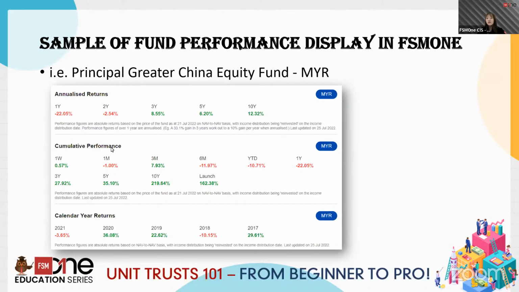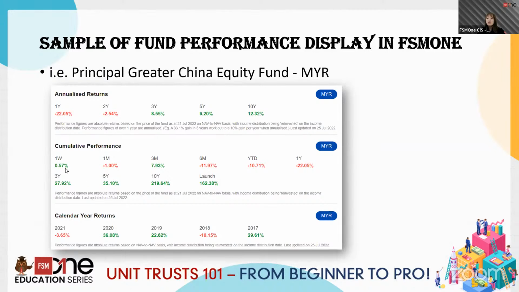So cumulative performance is the total accumulated return backdated to the respective period. For example, we take a look at the 1-year performance. So 1 year, it is at a negative 22.05% as of 21st of July, year 2022. So it means that the cumulative performance period is taken into calculation from 21st of July, year 2021 until 21st of July, year 2022.